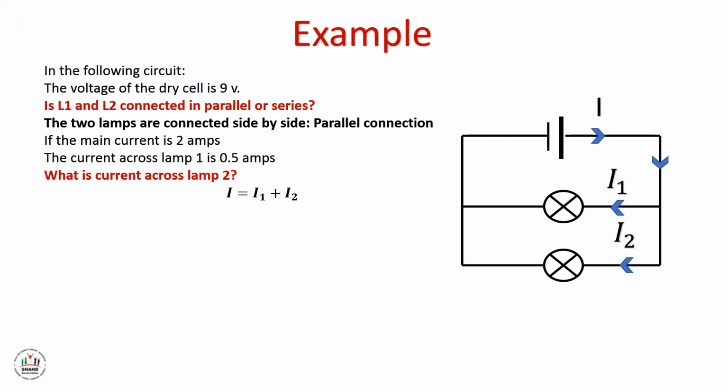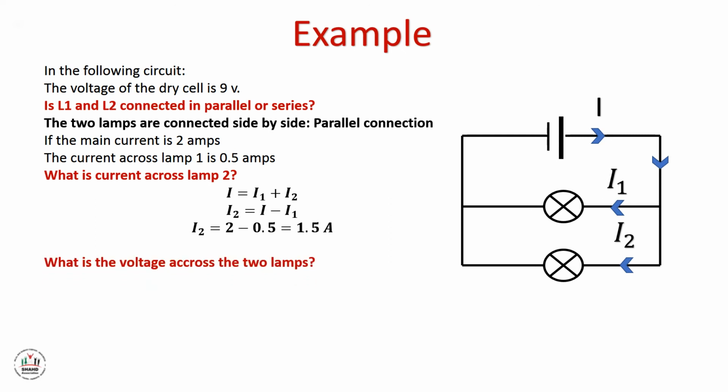In the parallel connection, we apply the law of addition of current. So we write I is equal to I1 plus I2. Now we need I2, so we take it to the other side, and it becomes I2 is equal to I minus I1. And we plug in 2 minus 0.5, which is 1.5 amperes.